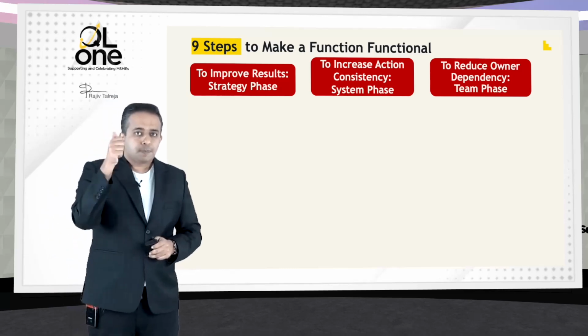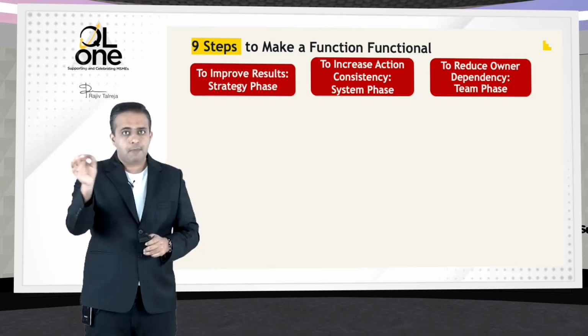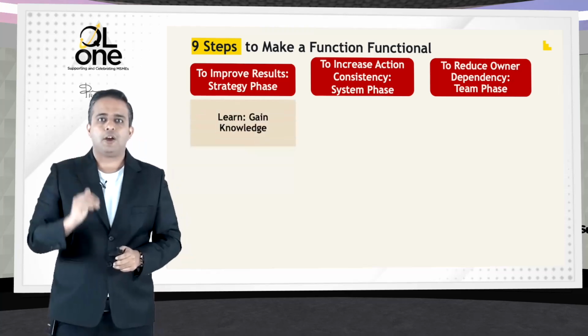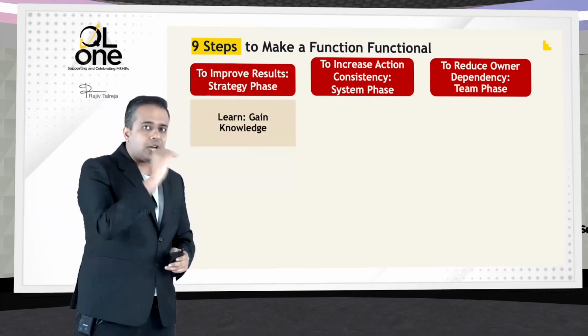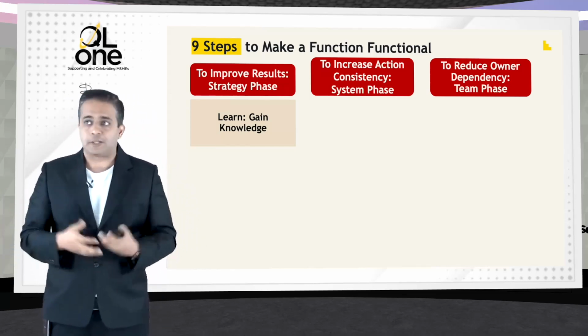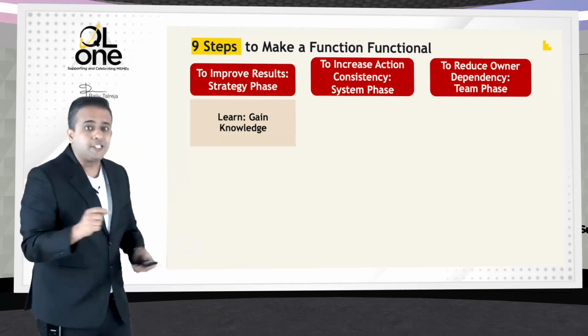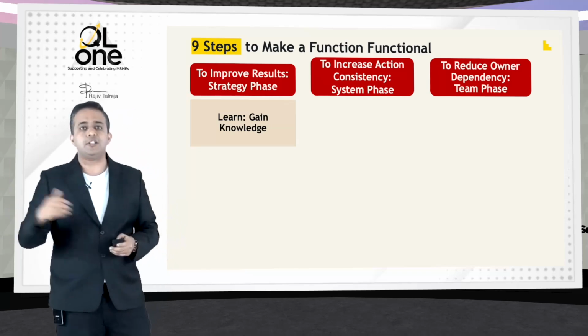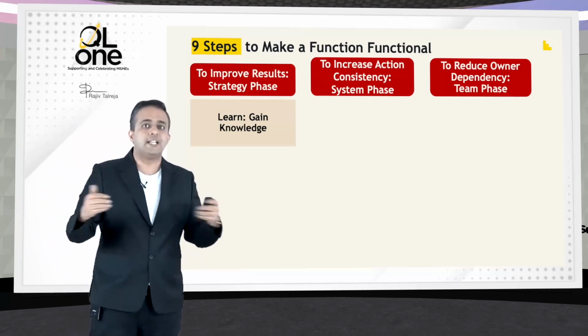First step is the business owner and the relevant team members need to gain knowledge. You need to learn the vocabulary of that function. You need to learn the strategies of that function. So say for example, you want to build marketing as a function in your business because it's not existent. The first step is to learn marketing. To gain knowledge in marketing, learn the different strategies of marketing, acquire the different skills in marketing.